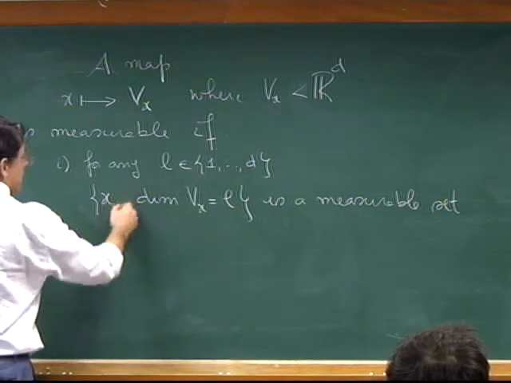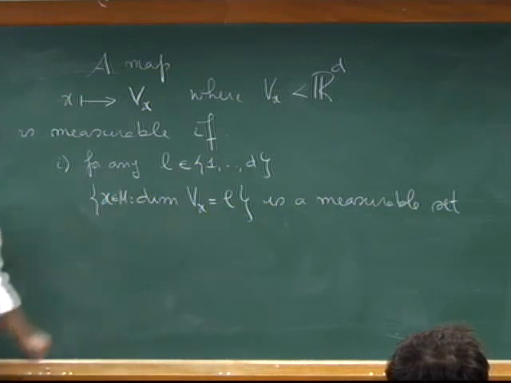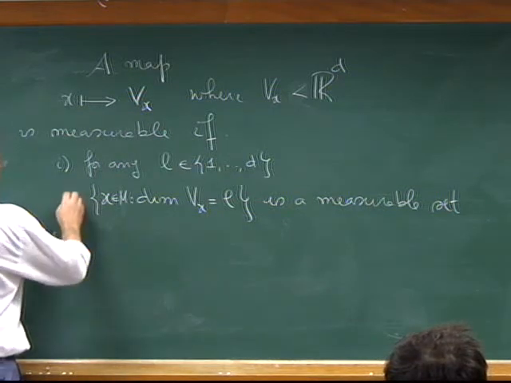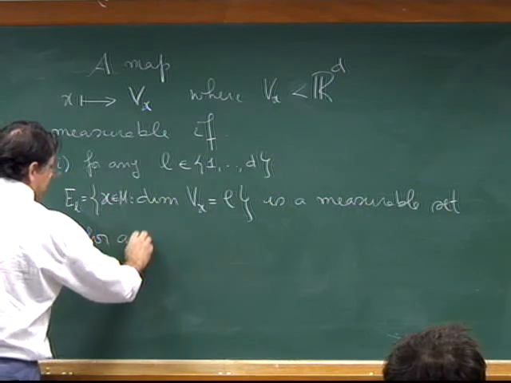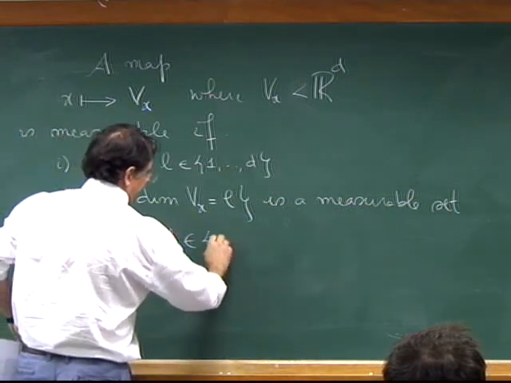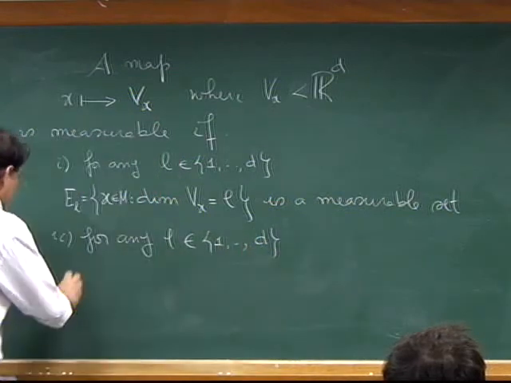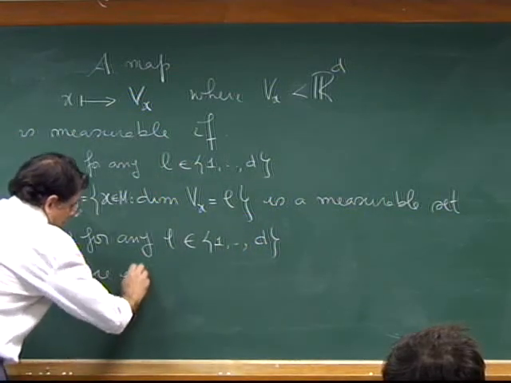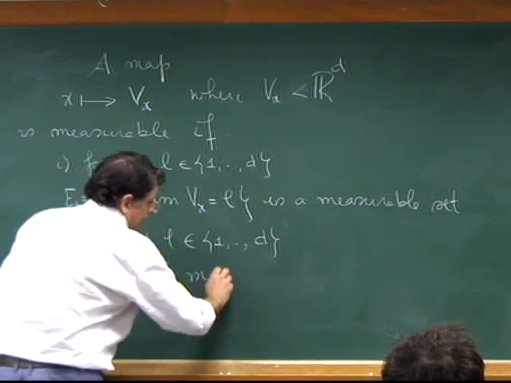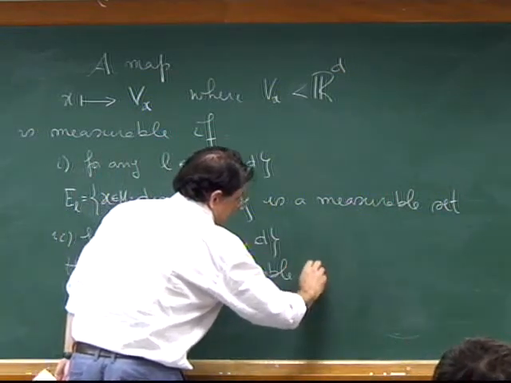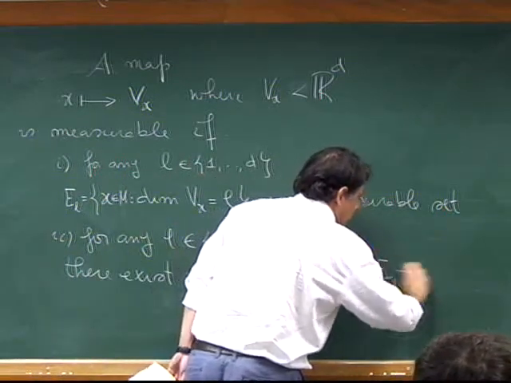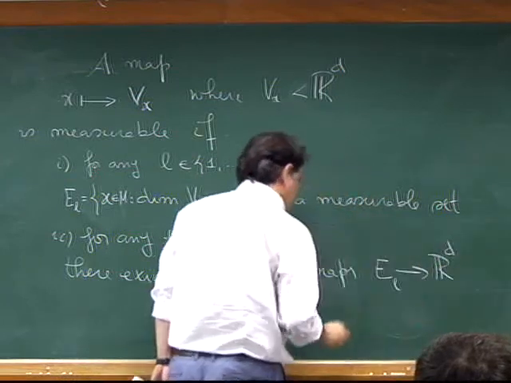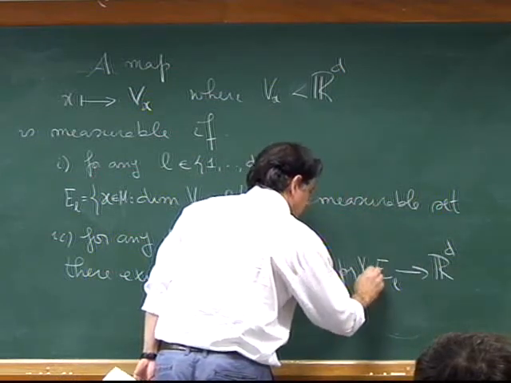The set of points x in M where the dimension is constant, equal to L, is a measurable set. And the other condition is that, let's give a name to this, E_L: for every L there exist measurable maps from E_L to R^d. Let me call them x_j.